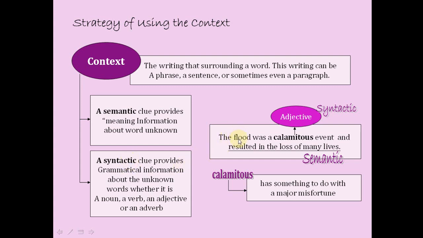Okay, here I have a sentence example. The flood was a calamitous event and resulted in the loss of many lives. So from the syntactic clue, calamitous is an adjective, and from resulted in the loss of many lives, this is a semantic clue. So based on the context here, we say that calamitous has something to do with major misfortune. Di sini ada penjelasannya, resulted in the loss of many lives.